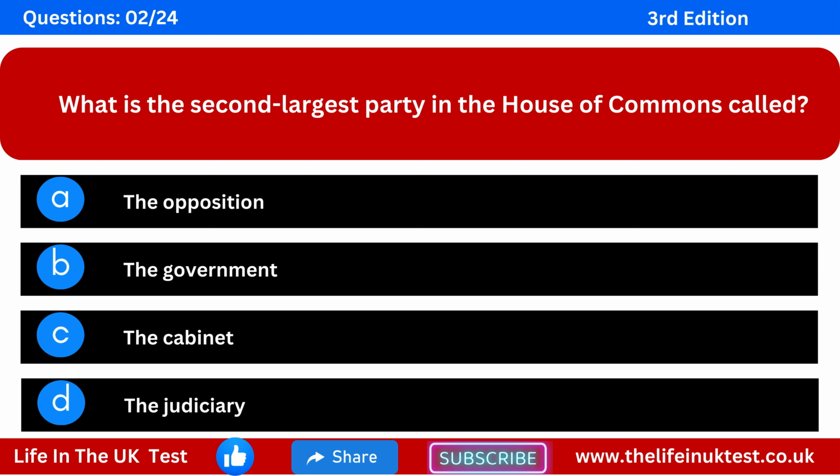What is the second largest party in the House of Commons called? Option A, the opposition. Option B, the government. Option C, the cabinet. Option D, the judiciary.